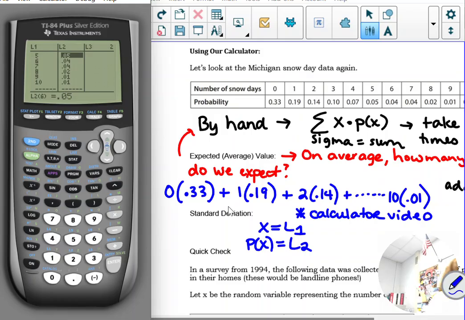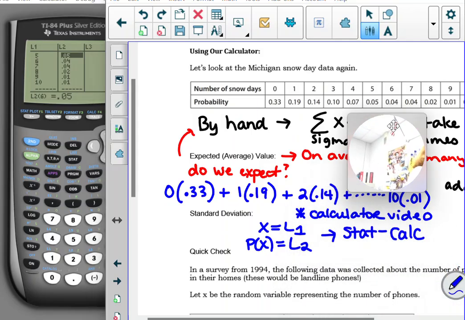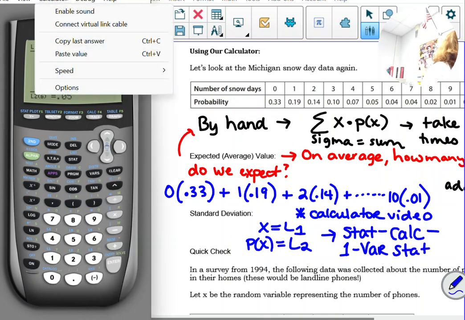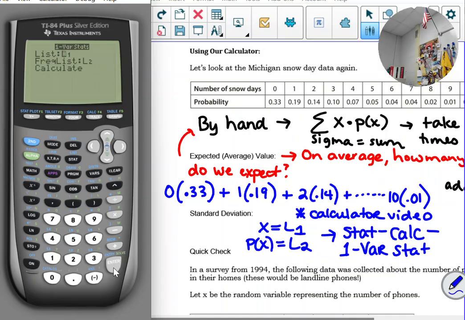Once we get all of that information in there, then the next thing we do is we go to stat, we go over to calculate, and we go back to our one variable statistics that we used in the past. So stat, over to calculate, number 1 for one variable statistics. Here's where the change happens. And I already have it like this on my calculator, so I'm not going to have to redo it, but I'll tell you what, I'll delete it and redo it.